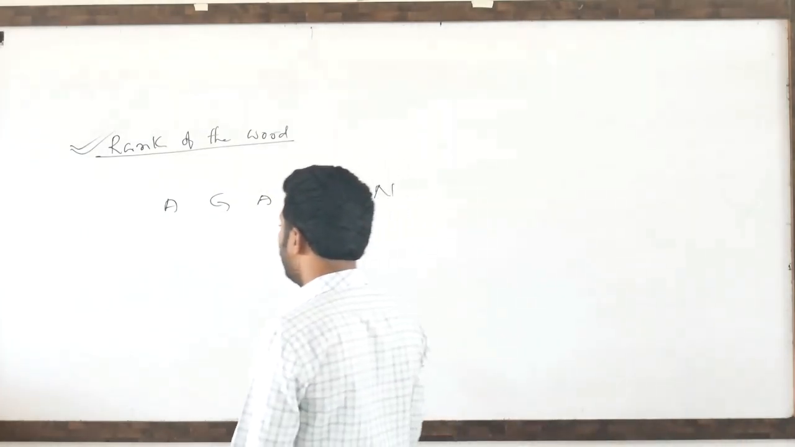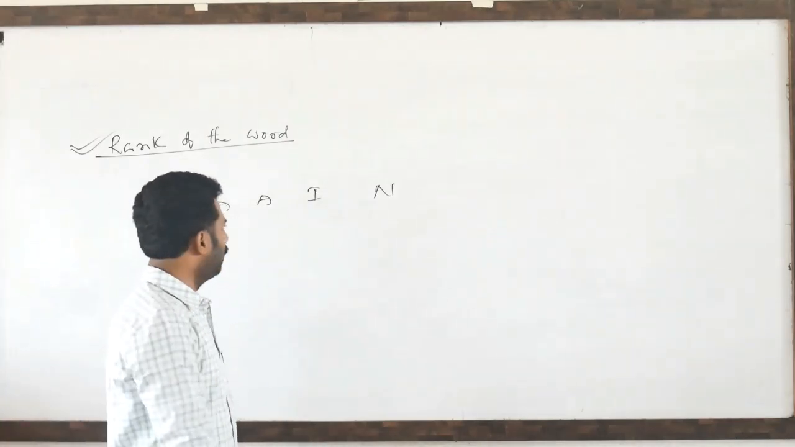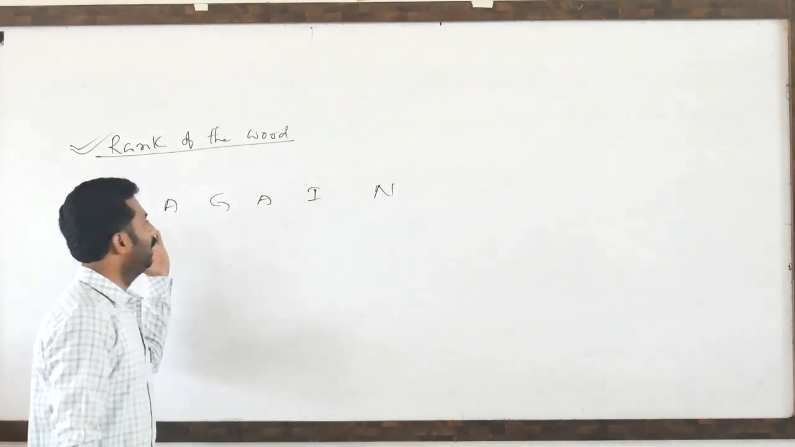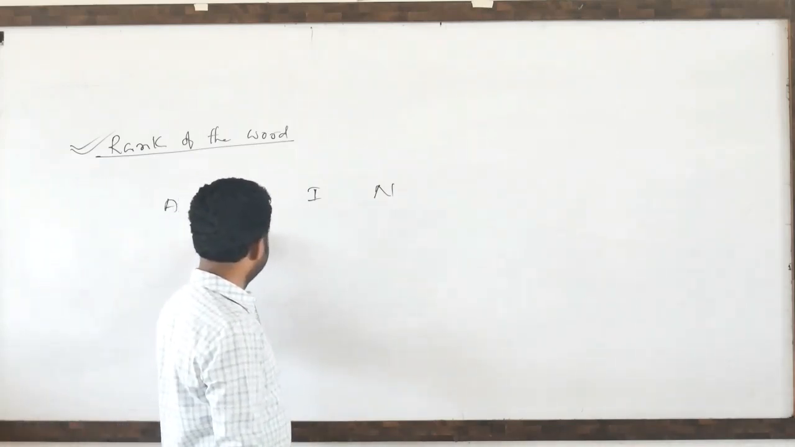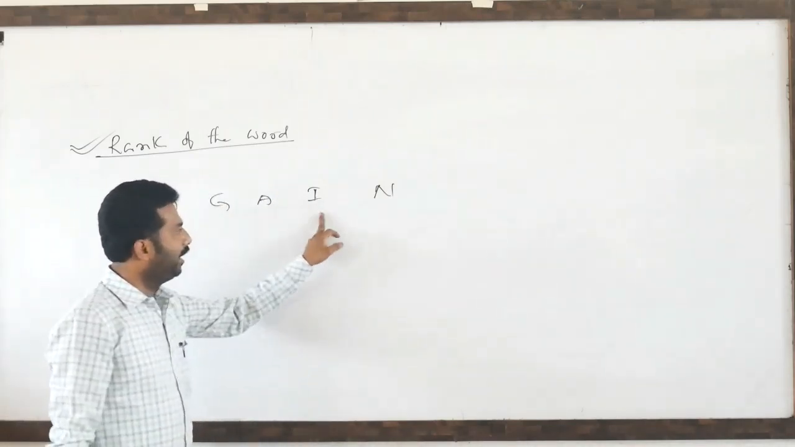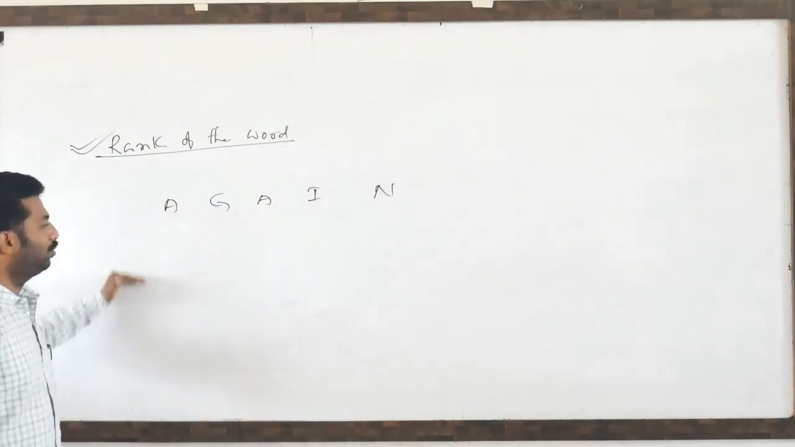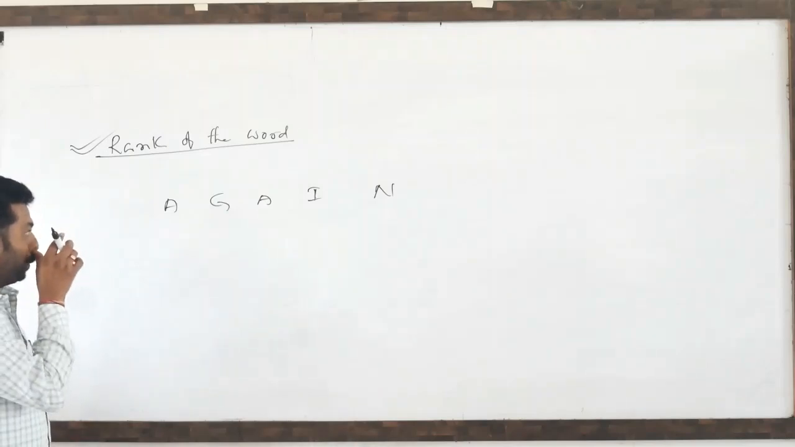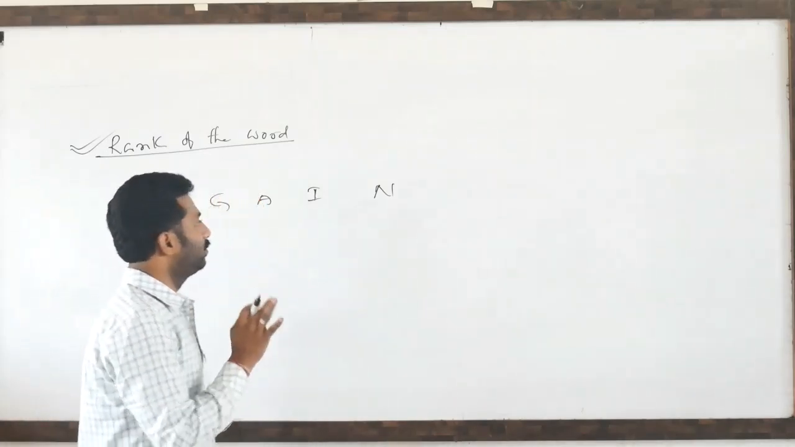So if you arrange all the letters of the word according to a dictionary, in a dictionary the first letters start with A, then A, G, I, N. Like that, words can be formed according to the dictionary. So if you arrange like that as per the dictionary, what is the 50th word?